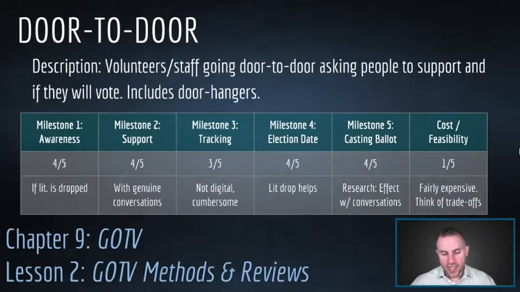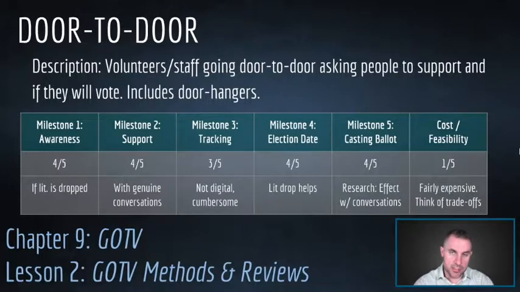And then milestone 5, casting a ballot. What has also been shown in the research here, same as when we talked about support, is that if you do have those meaningful conversations with people, then it can encourage them to actually turn out and vote. And also, if you combine this with the phone banking that we were talking about and have a door-to-door ground campaign working in combination with the phone bank, then that can prove to be a powerful combination as well. Cost and feasibility here, I've given it a 1 out of 5 because it is expensive to go door to door.